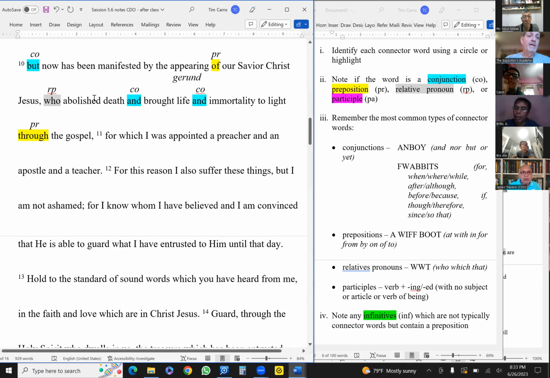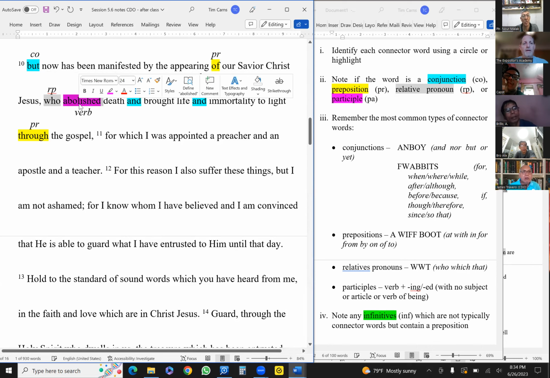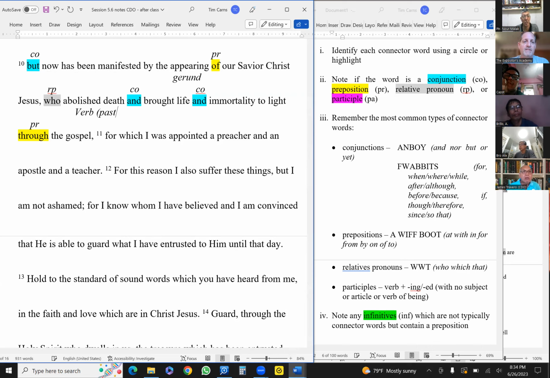Abolished. Okay. Yes, now that ends with an -ed, so that could be a participle. So we'll highlight it in purple. And now let's test it. We don't see an article in front of it, right? We don't see a verb of being in front of it. But we do see "who." That is the subject here. Who abolished? So in this case, abolished is acting like a regular verb. Okay, and it ends in -ed, telling us it's a regular verb in the past tense.